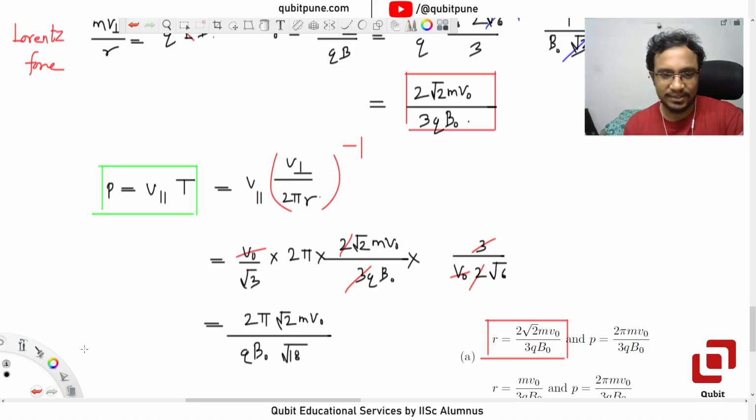Okay, fine. I guess I have now got it. This is root 2 and this is root 9, which is 3. So 3 qb naught and the denominator at 2 pi. Okay, cool.